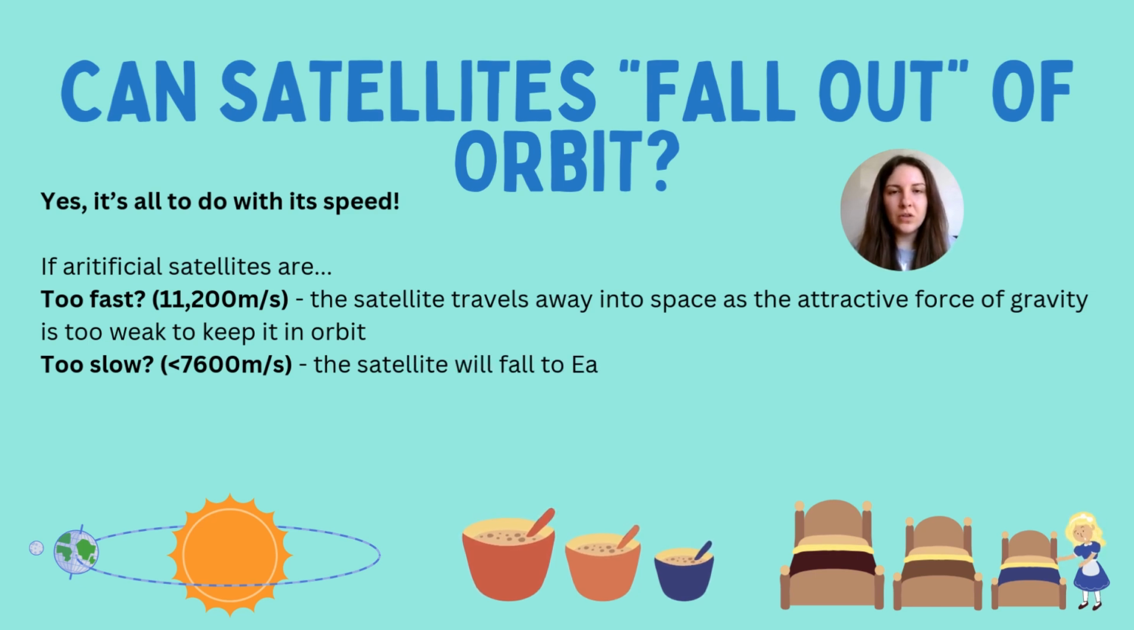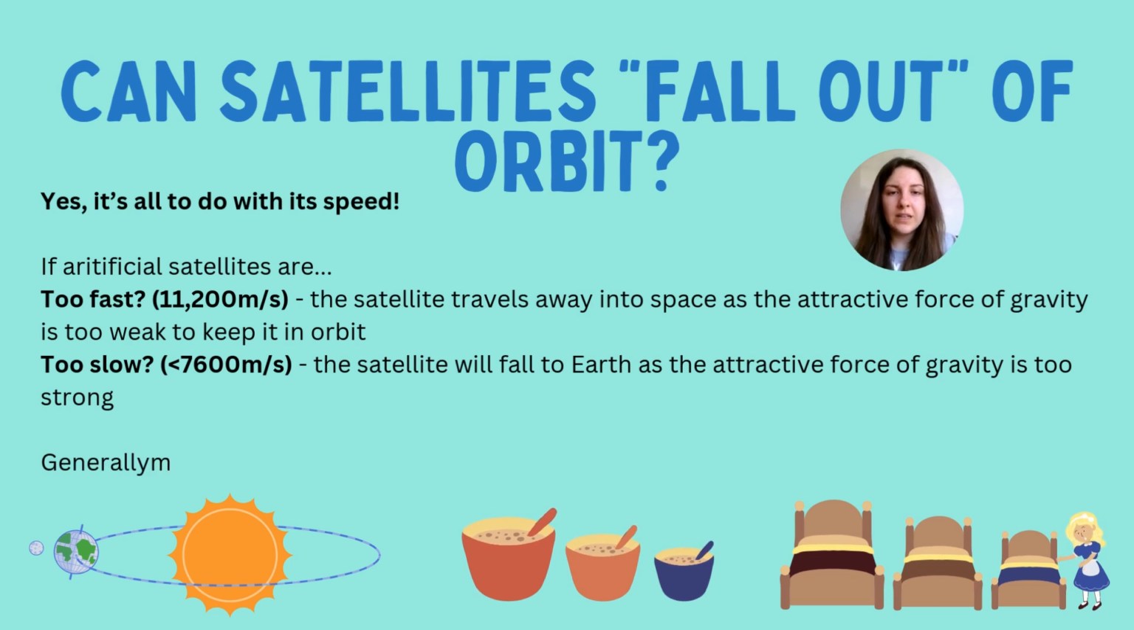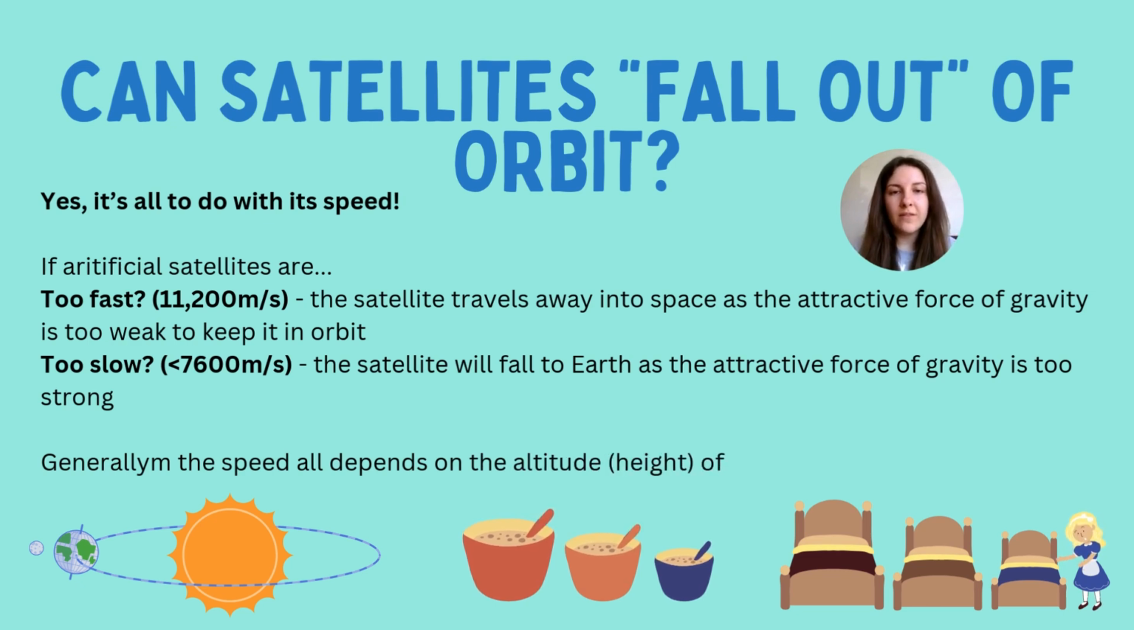So this is all to do with speed. If we have an artificial satellite and it's too fast, so around 11,200 meters per second, the satellite travels away into space as the attractive force of gravity is too weak to keep it in orbit. However, if it's too slow, and this is less than 600 meters per second, the satellite will actually fall back to Earth and crash land as the attractive forces of gravity are too strong because it's too close.